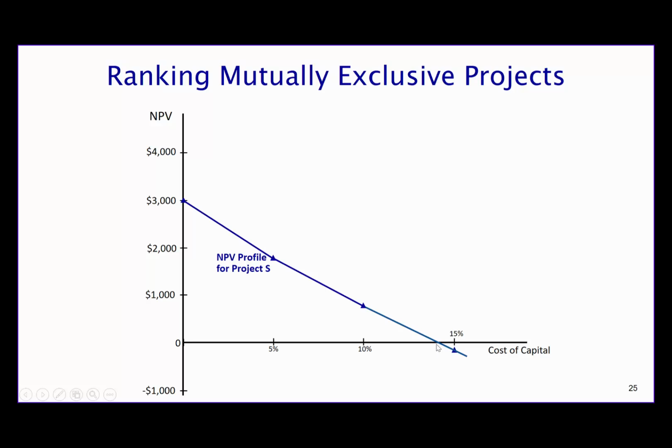Now, what's interesting about this point right here where I have the cursor? Well, that's the discount rate, because we're measuring cost of capital here. It's the discount rate that makes NPV equal to 0. It must be the internal rate of return for project S.